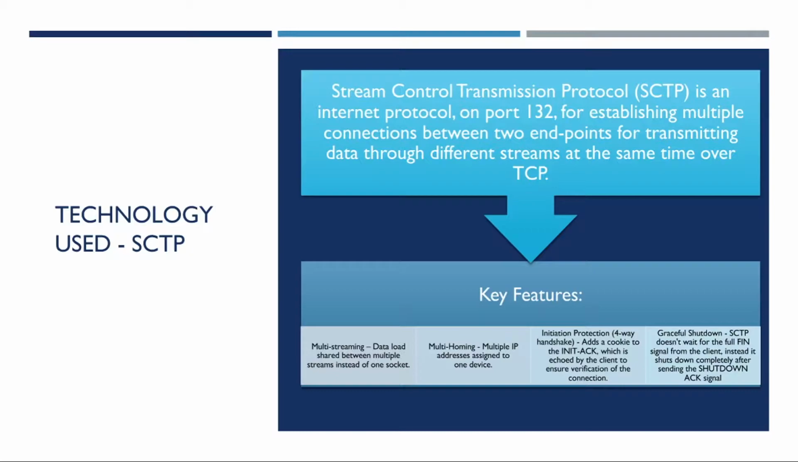SCTP, or Stream Control Transmission Protocol, is an internet protocol on port 132 for establishing multiple connections between two endpoints for transmitting data. This is done using multiple streams at the same time.